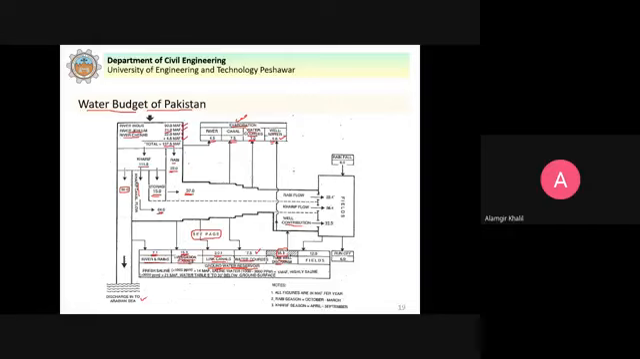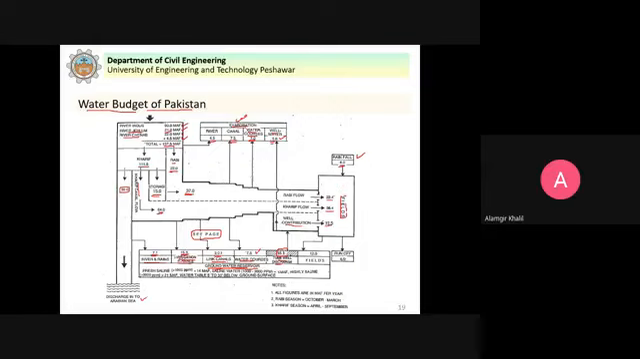Now you can see that during Rabi, the agriculture fields get 22.4 million acre feet during the Rabi season. During the Kharif season, 38.4 million acre feet, and from the groundwater, 32.5 million acre feet. We also have rainfall that directly supplies water to the crops, that is estimated as 6 million acre feet.